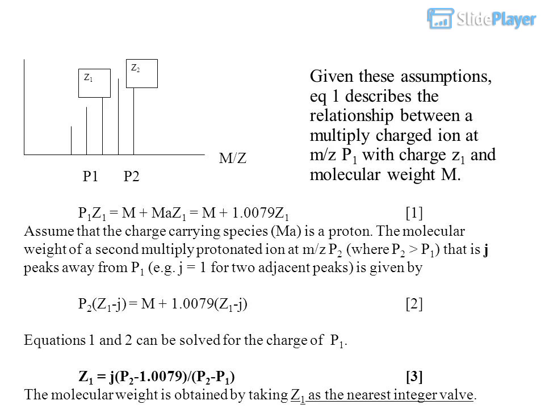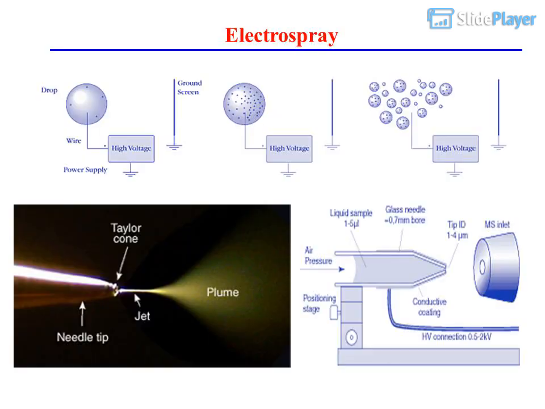P2 Z1 J equals M plus 1.0079 Z1 J, equation 2. Equations 1 and 2 can be solved for the charge of P1: Z1 equals J P2 minus 1.0079 over P2 minus P1, equation 3. The molecular weight is obtained by taking Z1 as the nearest integer value.